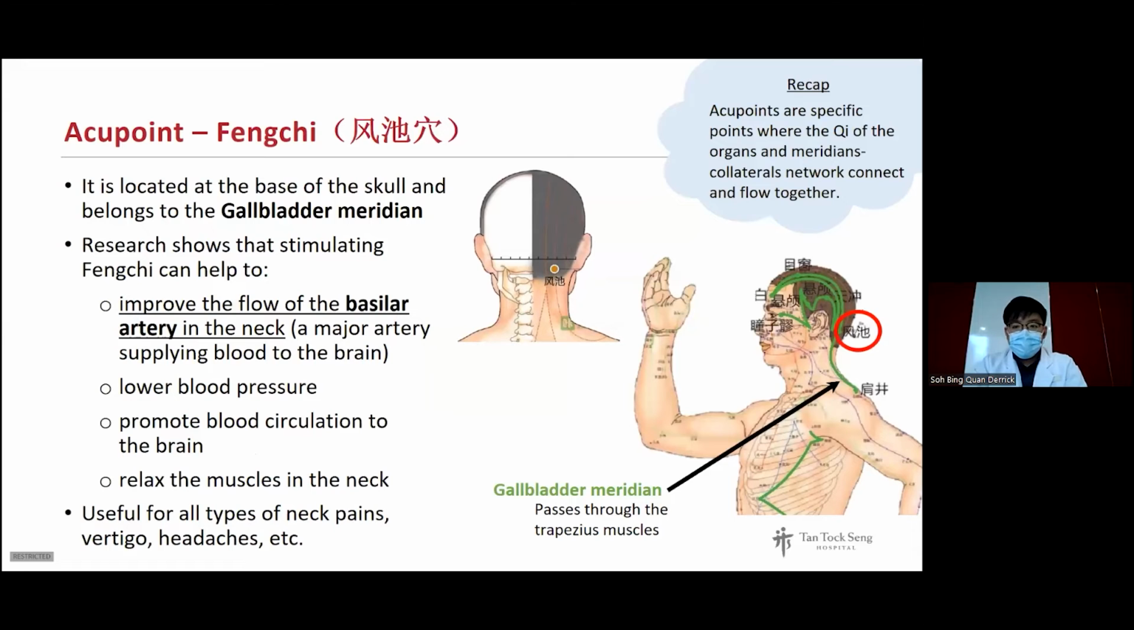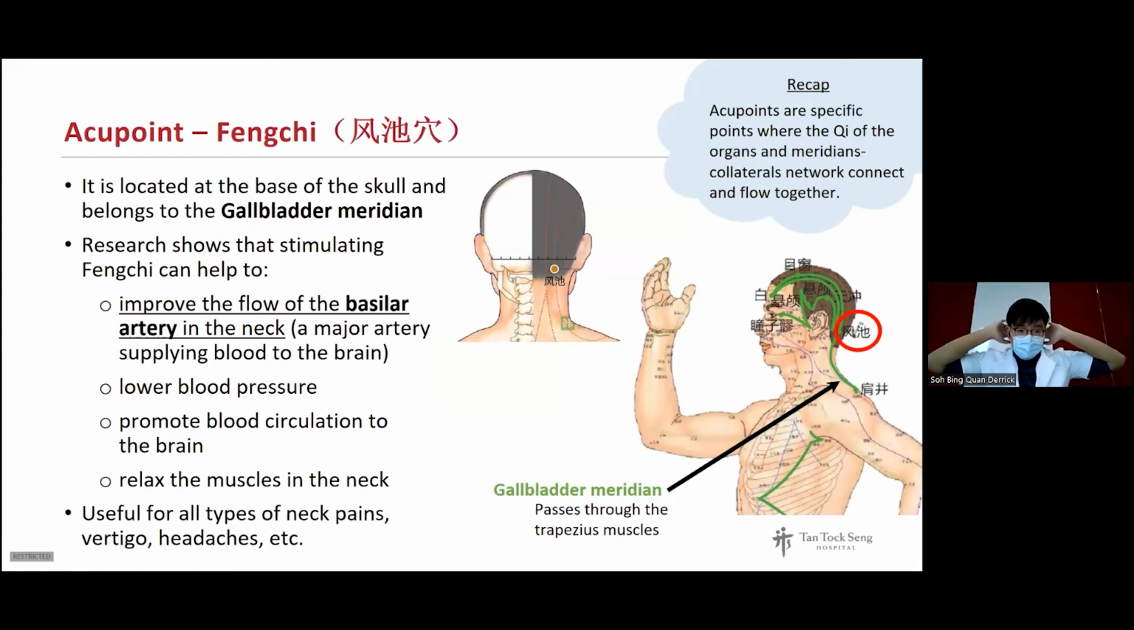Okay, so let's start. Everybody online, you can do it together with me. I will demonstrate where the point is, then you can press together with me. You can find the points and do it together with me. All right. So the first one we will be introducing is Feng Chi Xue. Feng Chi Xue is located on the back of your head, at the base of your skull.